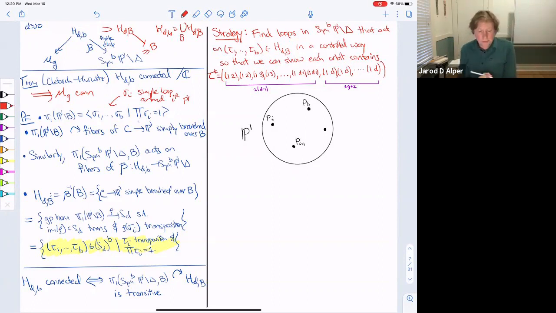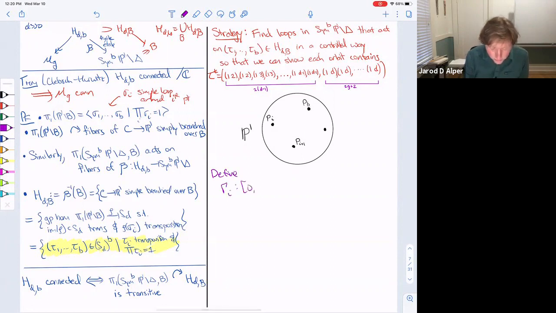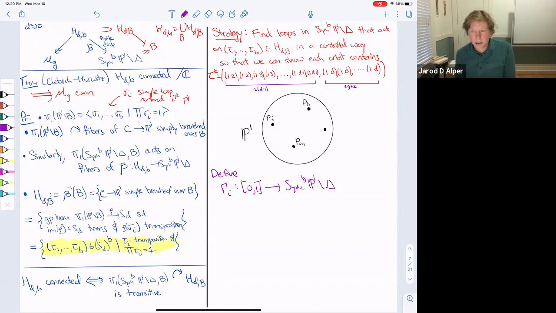So by constructing enough loops and playing around, we'll move any element in the fiber to this guy. All right, so how do we do this? So here's my picture. I'm going to define a loop capital gamma i from 0, 1 to the unordered points, distinct points in P1, where all I want to do is swap the i and the i plus 1 point.